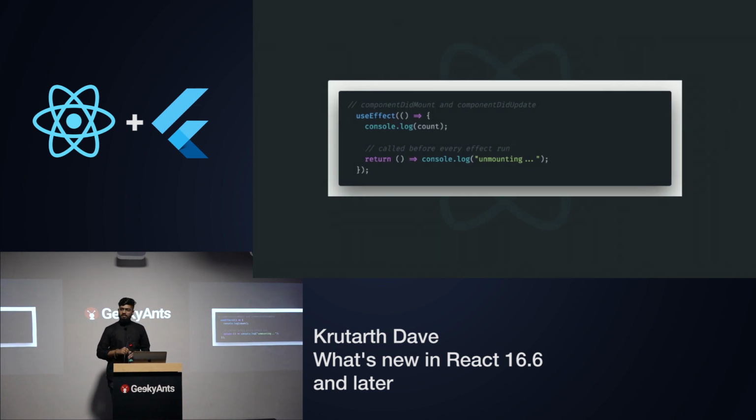But what about the cleanup task? What about the event listeners that we have attached on didMount and didUpdate? What about clearing them? You can return a function, and the function which you are returning will perform all the cleanup tasks for you. It's called before every render, and that's the equivalent of componentWillUnmount.